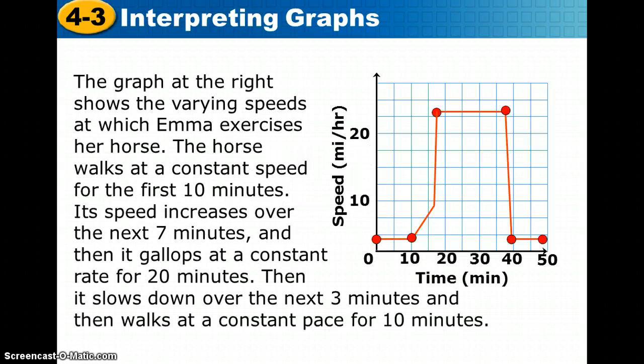The graph at the right shows the varying speeds at which Emma exercises her horse. The horse walks at a constant speed. Its speed increases over the next 7 minutes. So our graph is going up to indicate speed is going up over time. So 7 more minutes. And then gallops at a constant rate.